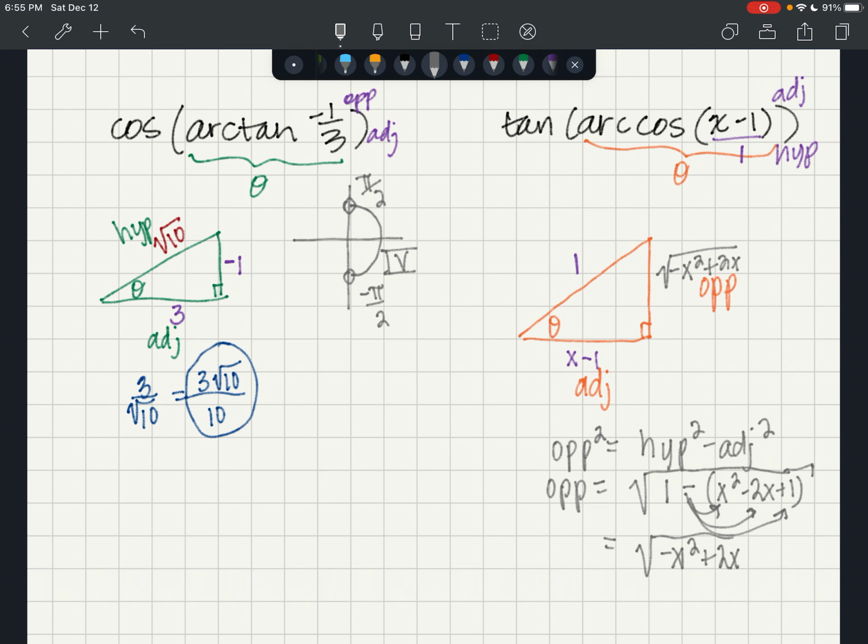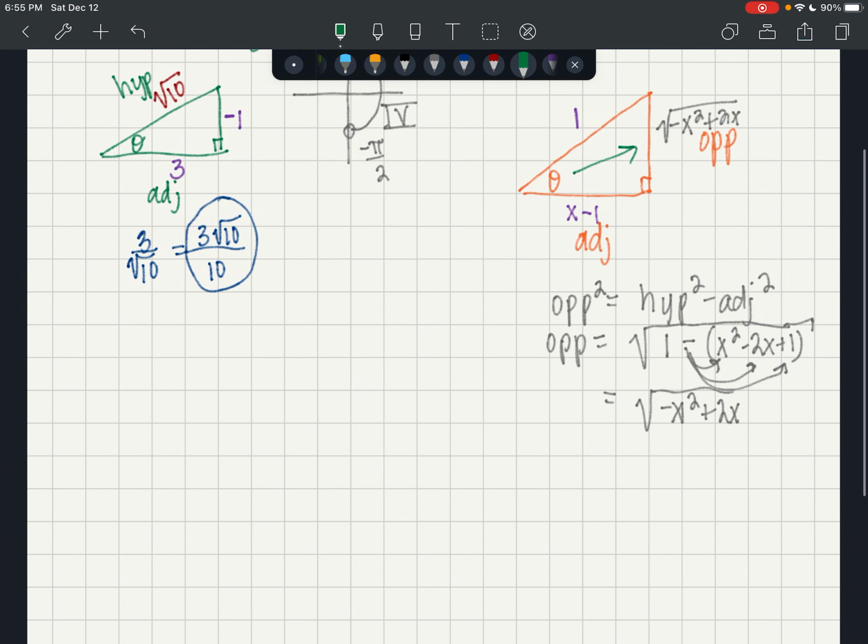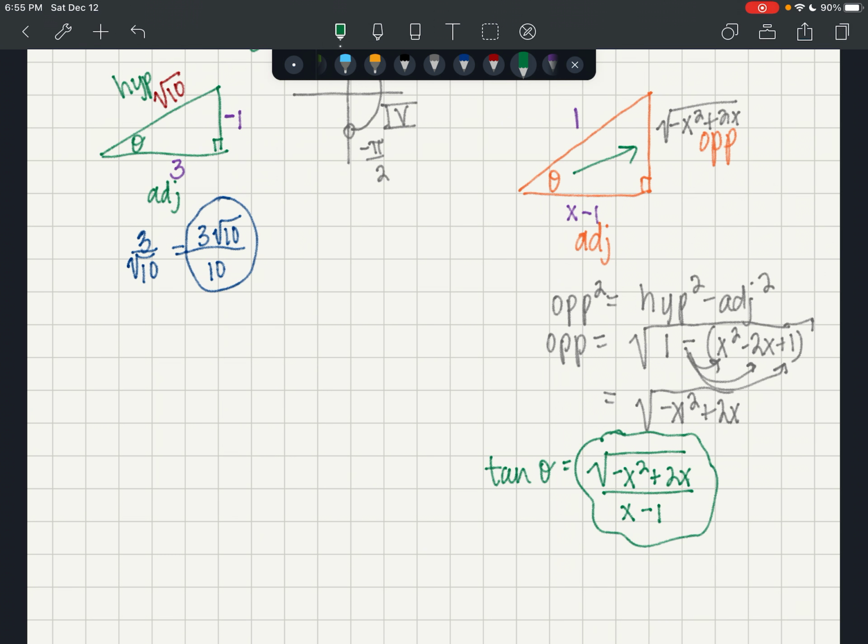The tangent of theta is going to be opposite over adjacent. So the tangent of theta is going to equal the square root of negative x squared plus 2x over x minus 1. No need to rationalize the denominator because the denominator is already rationalized.